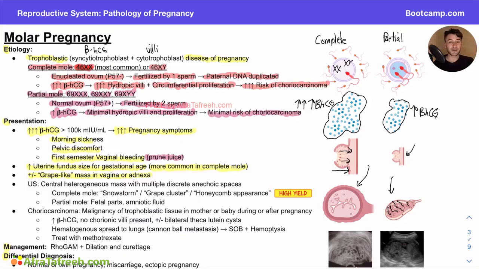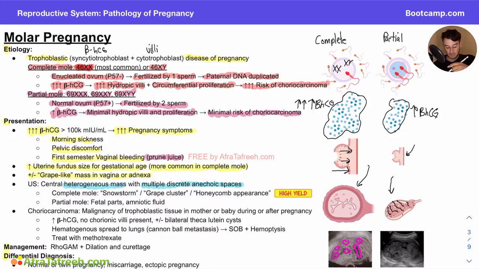Now, if we were to pull out an ultrasound and take a look at these pregnancies, we would see some interesting stuff. And the important language in describing the ultrasound is going to be multiple discrete anechoic spaces along a heterogeneous mass. And we're going to take a look at that in our ultrasound here. If you look at our ultrasound of our complete mole, you'll see that we have these anechoic black spaces, right? And it's kind of this heterogeneous appearance. It's not really the same in any one place. And in our complete mole, it is throughout the entire uterus.